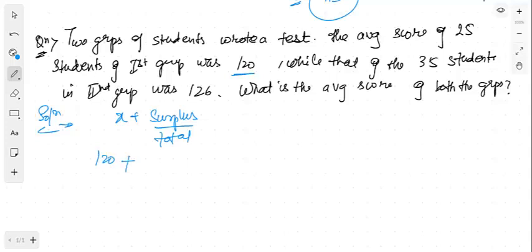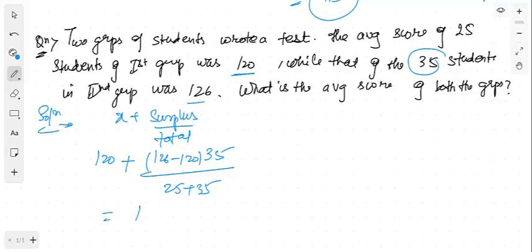120 plus surplus, means how much surplus is this? 126 minus 120. And for how many students? 35 students. So 35, and this will be divided by total 25 plus 35, and this will give you the answer 123.5. And if you want to use the second method, which is the weighted average method, then what you have to solve?